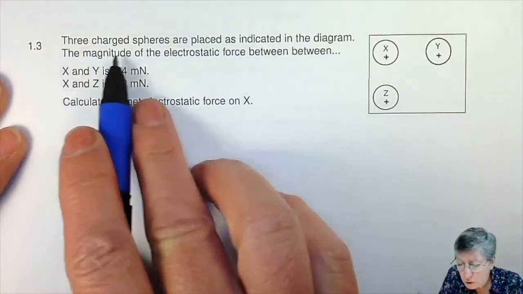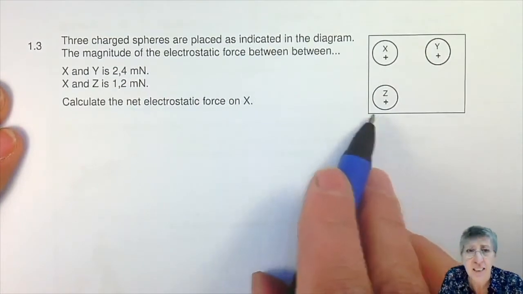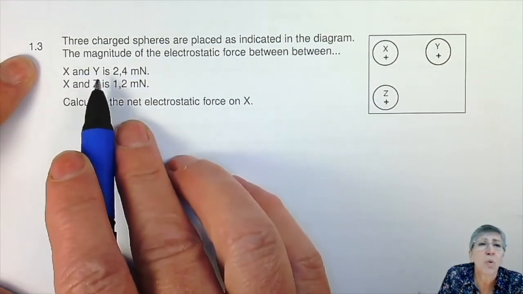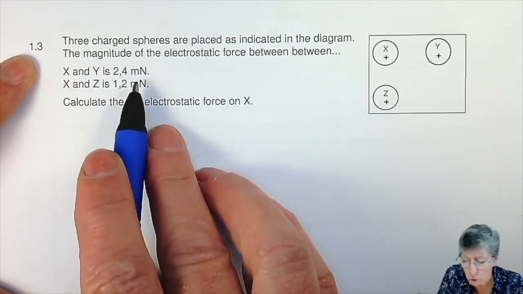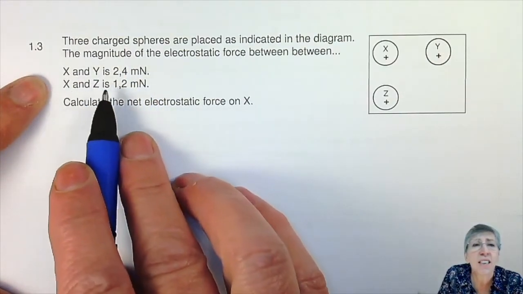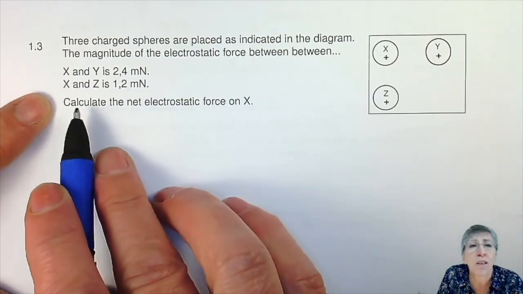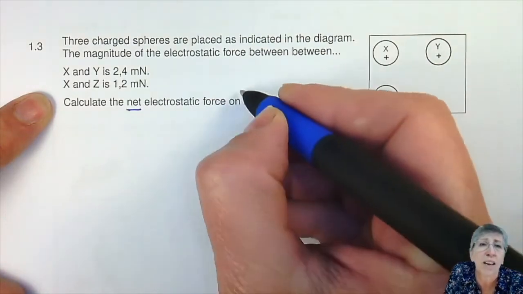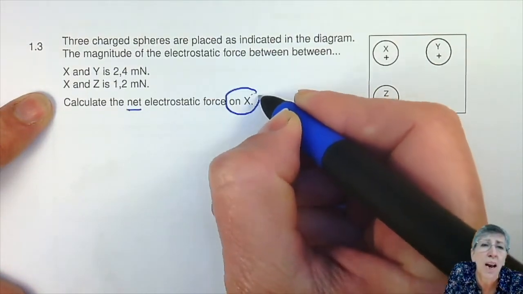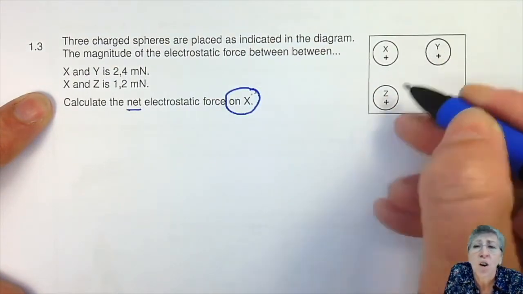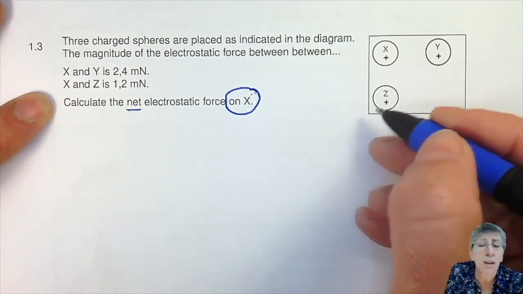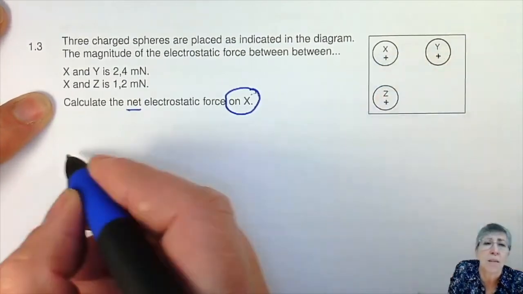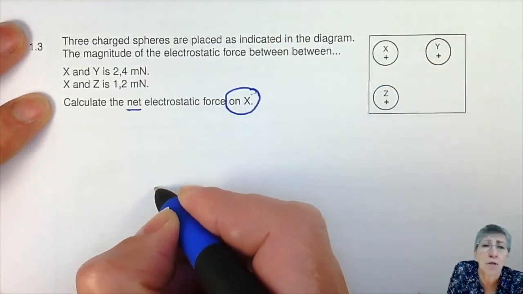Now here they tell you 3 charged spheres are placed as indicated in the diagram. The magnitude of the electrostatic force between x and y is 2,4 millinewtons. Between x and z, the magnitude is 1,2 millinewtons. And now they calculate the net electrostatic force, and now most important, on x. So the others are going to experience net forces as well, but we're not asked. We're only asked to work out the net force on x.